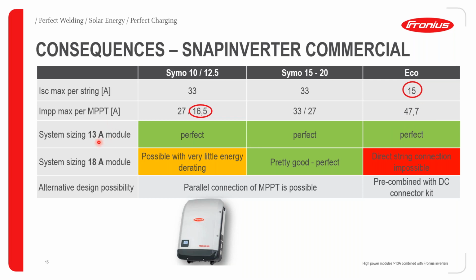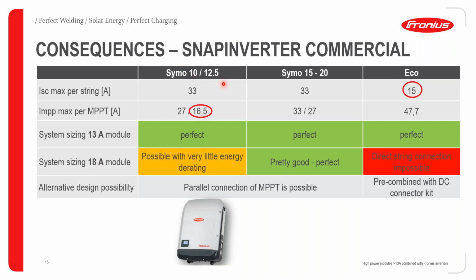What this means in terms of designing systems with 400 watt peak modules that are giving you an output at maximum power of 13 amps thereabout, is that for all these Fronius inverters for commercial installations, you have no problems at all connecting these as direct strings to the inverter. However, if you now go on to start using the 550 watt peak modules going up, the output current at maximum power is now 18 amperes.